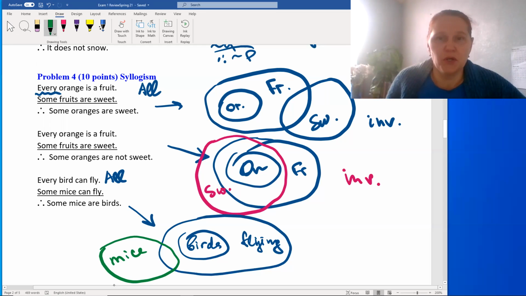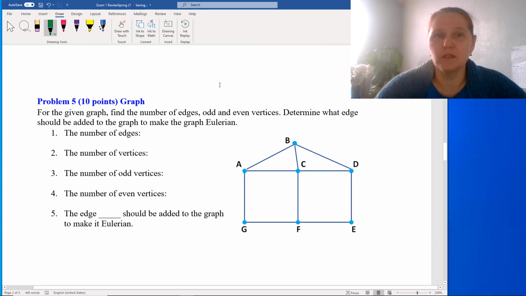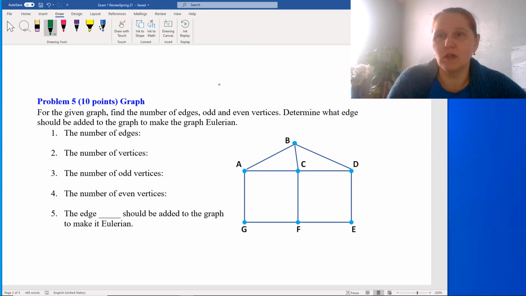So it shows that the conclusion is not true. So the syllogism is invalid. The question with graphs. First question, count the number of edges, the number of lines. So be careful, count them carefully. So the edges are the lines connecting the vertices.